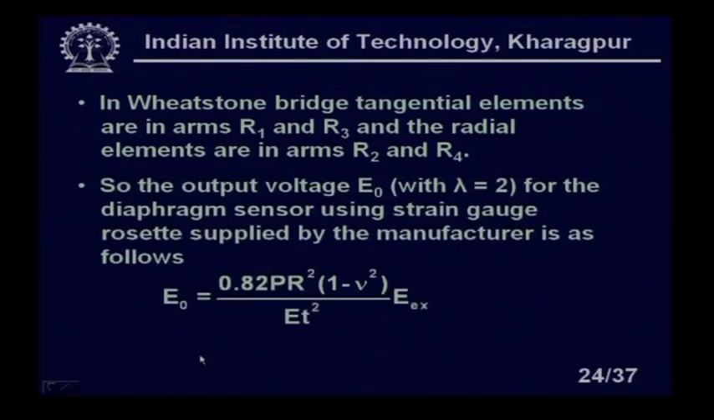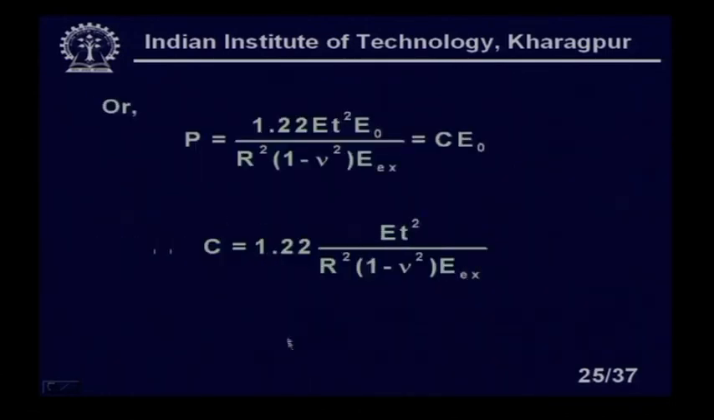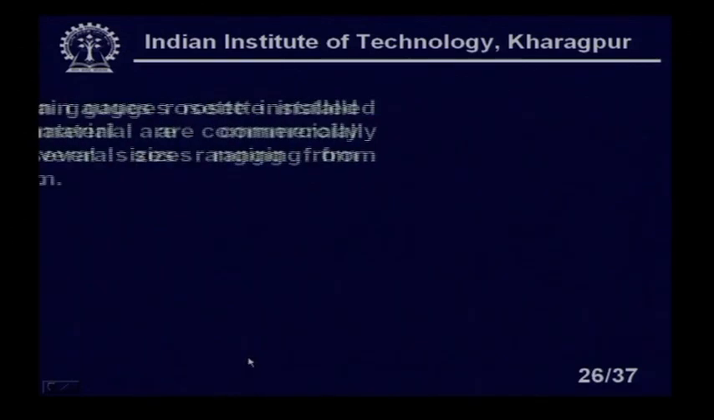So, the output voltage E naught, with lambda equal to 2, for the diaphragm sensor using a strain gauge rosette supplied by the manufacturer is as follows. Since lambda equal to 2, obviously you can say it is an advanced configuration. E naught equal to 0.82 P R square (1 minus nu square) upon E t square times Ex, or P equal to 1.22 E t square E naught upon R square (1 minus nu square) Ex, that is C into E naught, where C is the calibration constant equal to 1.22 E t square upon R square (1 minus nu square) Ex, and Ex is the excitation voltage of the Wheatstone bridge.